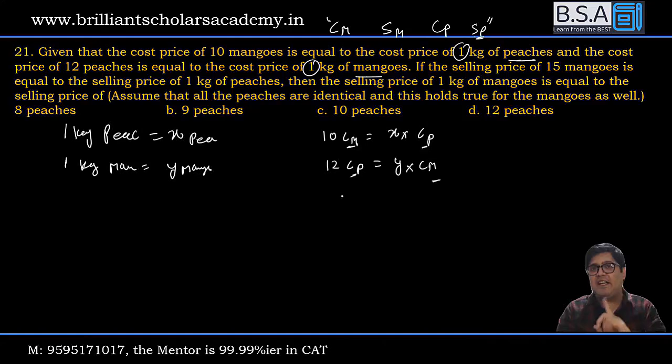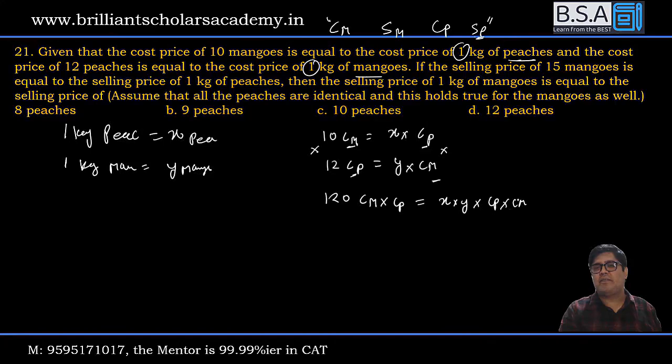So I'm not creating ratios. Observe. I'm multiplying left hand side, I'm multiplying right hand side. Left hand side is 120 cost of mango, cost of peaches. On the right side, X into Y into cost of peaches, cost of mangoes. So what do I get? X into Y is equal to 120. What is the use of this?